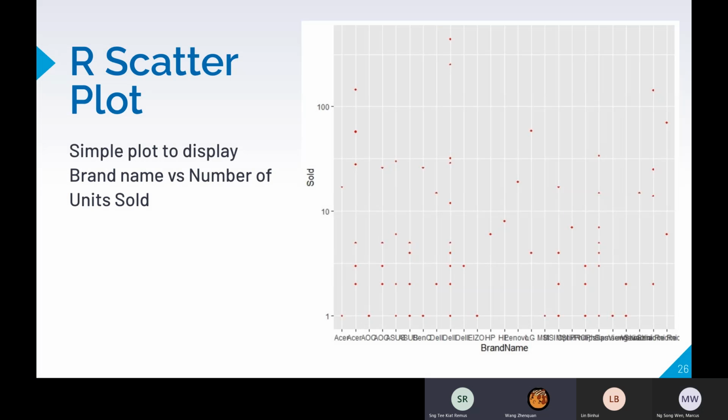Okay, we started by using R scatterplot to plot out a simple analysis of the data. You can see the number of units sold compared to the brand name. Apologies for not being able to show the full brand at the x-axis due to overlapping of the letters. So as the name suggests, data are all scattered around. You can't really find out any details from it.